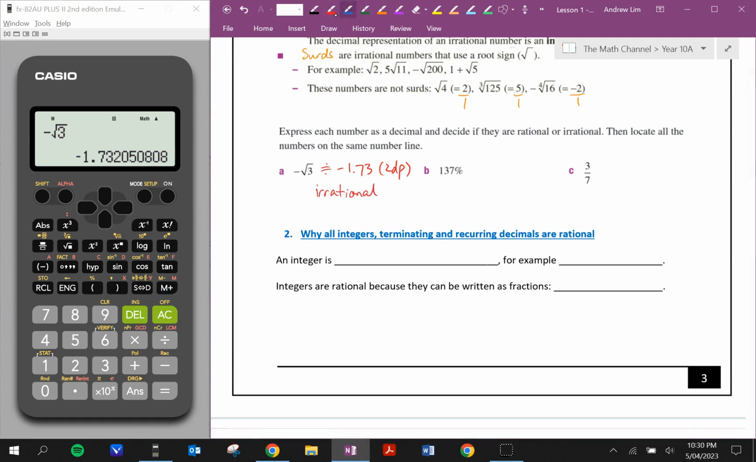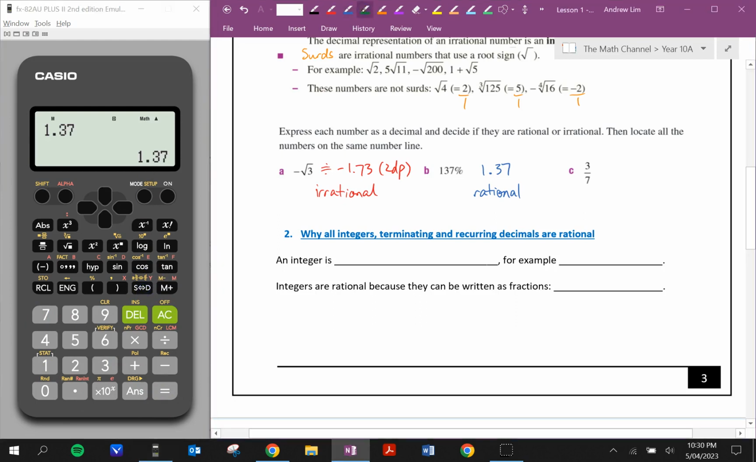Question B, 137%. We know that is 1.37. This is a terminating decimal, so it is rational. All terminating decimals can be written as a fraction. So we've got 1.37. Oh, yep, see, I can turn it into a fraction.